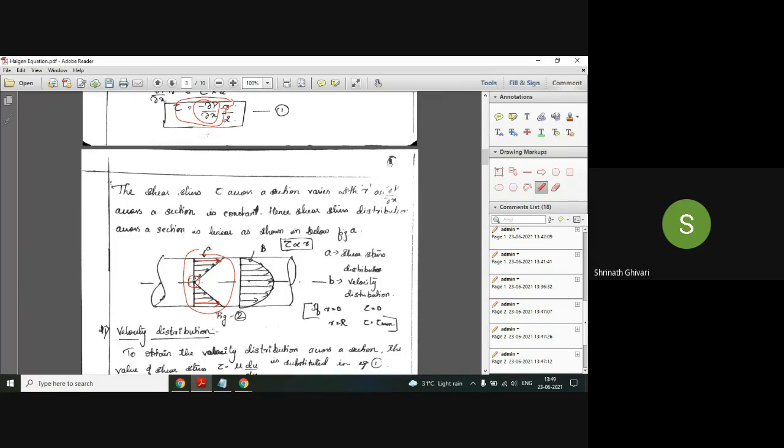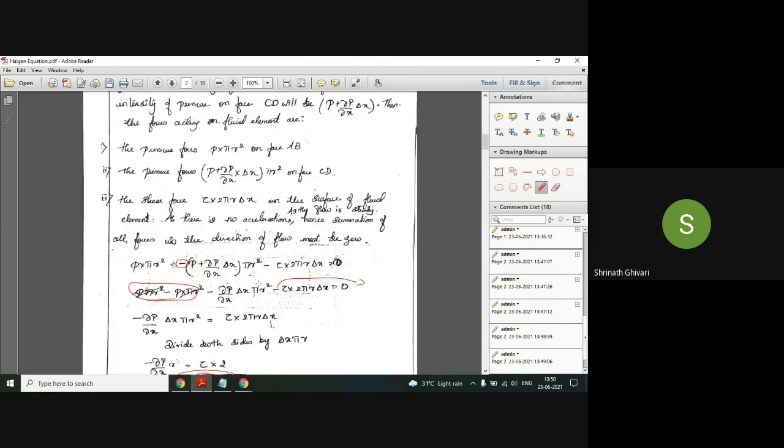With respect to the wall, the shear stress is maximum near the wall. At the center, the shear stress is 0. This is the shear stress distribution which is happening in a circular pipe through which a viscous fluid is flowing. So this is one part, the shear stress distribution, which we have seen here.